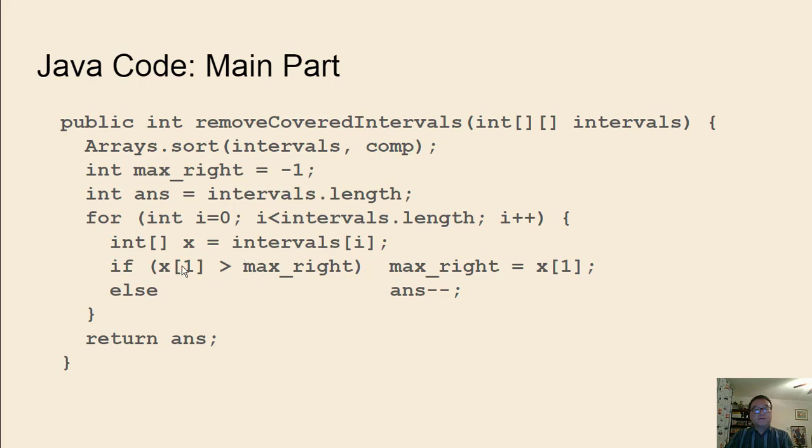If the interval's right point is greater than max right, then that's definitely not covered. So then we will remember this value instead of the old max right. Otherwise, if the right point is less than max right, so max right represents the ending point of some interval that comes earlier. Because we sort by starting point, if x1 is less than max right, x0 is guaranteed to be greater than the start of the interval that has max right. So that means this new interval is covered.